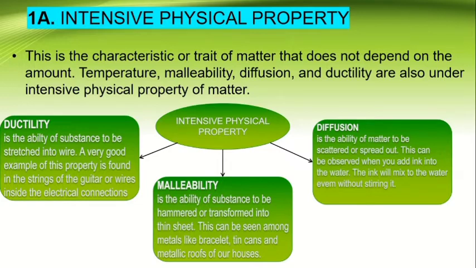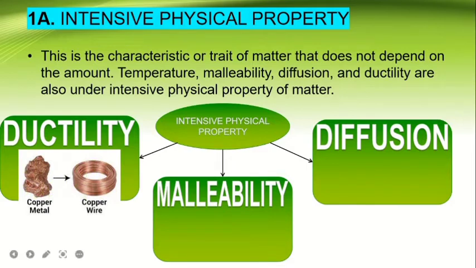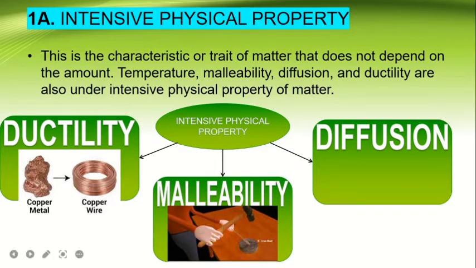Alright? So, I gave you some examples for you to understand more about these types of intensive physical property. Here, from copper metal, it forms copper wire. This copper wire is inside the black wire. Malleability. Here, let's say this is an iron rod. So how do we form an iron rod? Because of malleability.